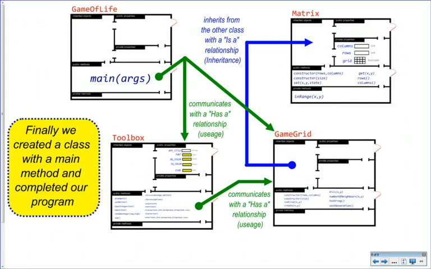So we had a main class that called the game grid class, that used the matrix class, and then we had the toolbox class. We had the classes talking to each other and communicating to make the program work. That's what we did. Okay?